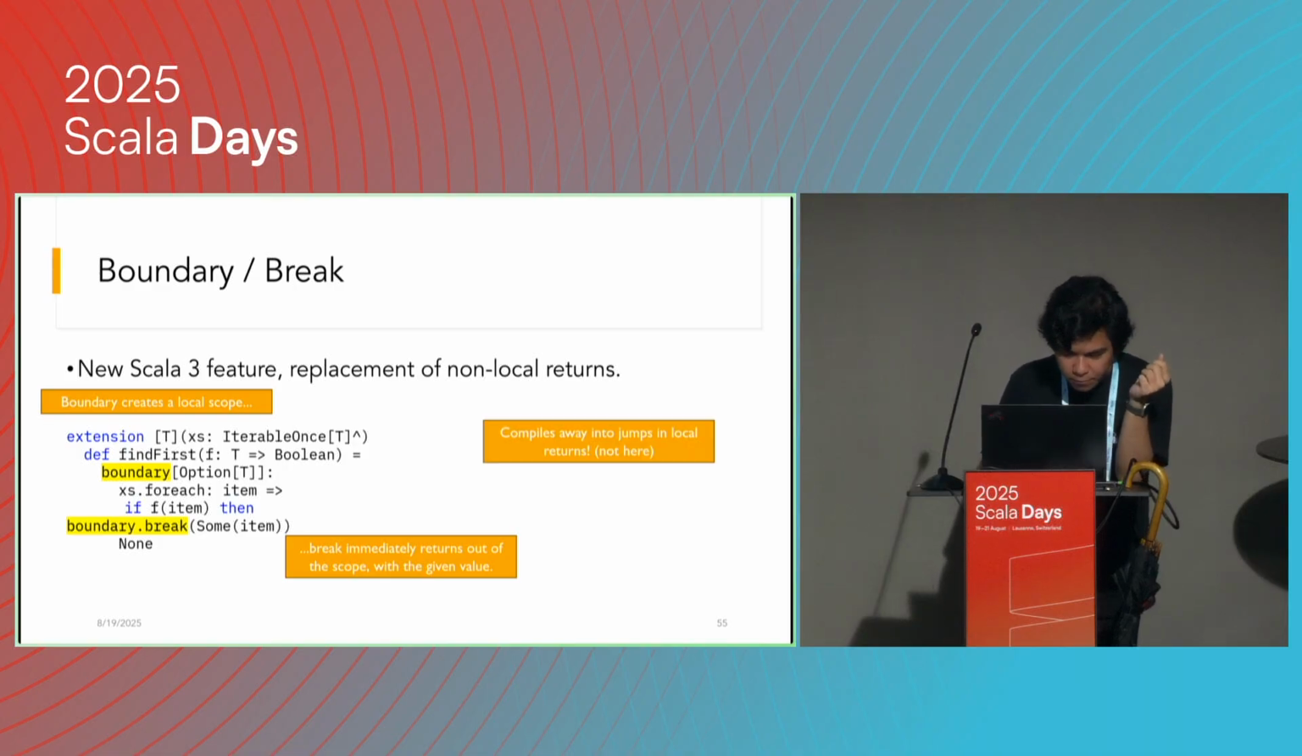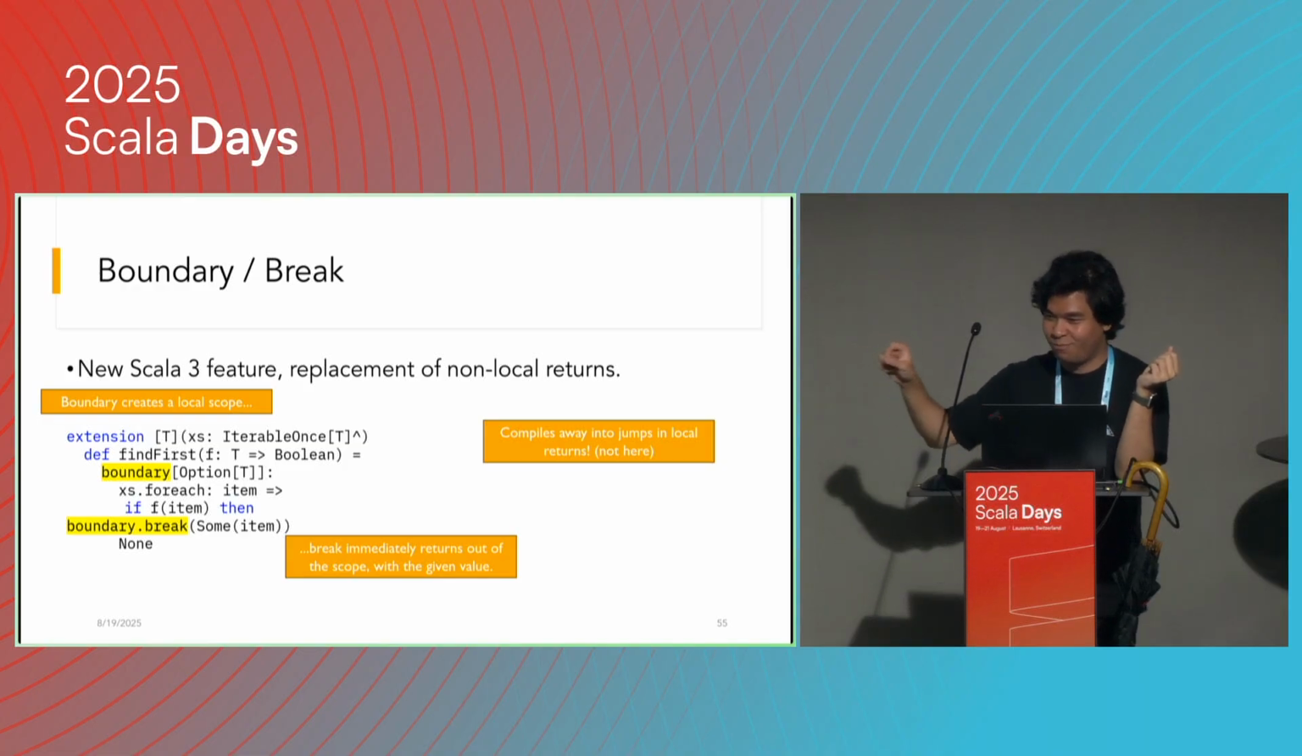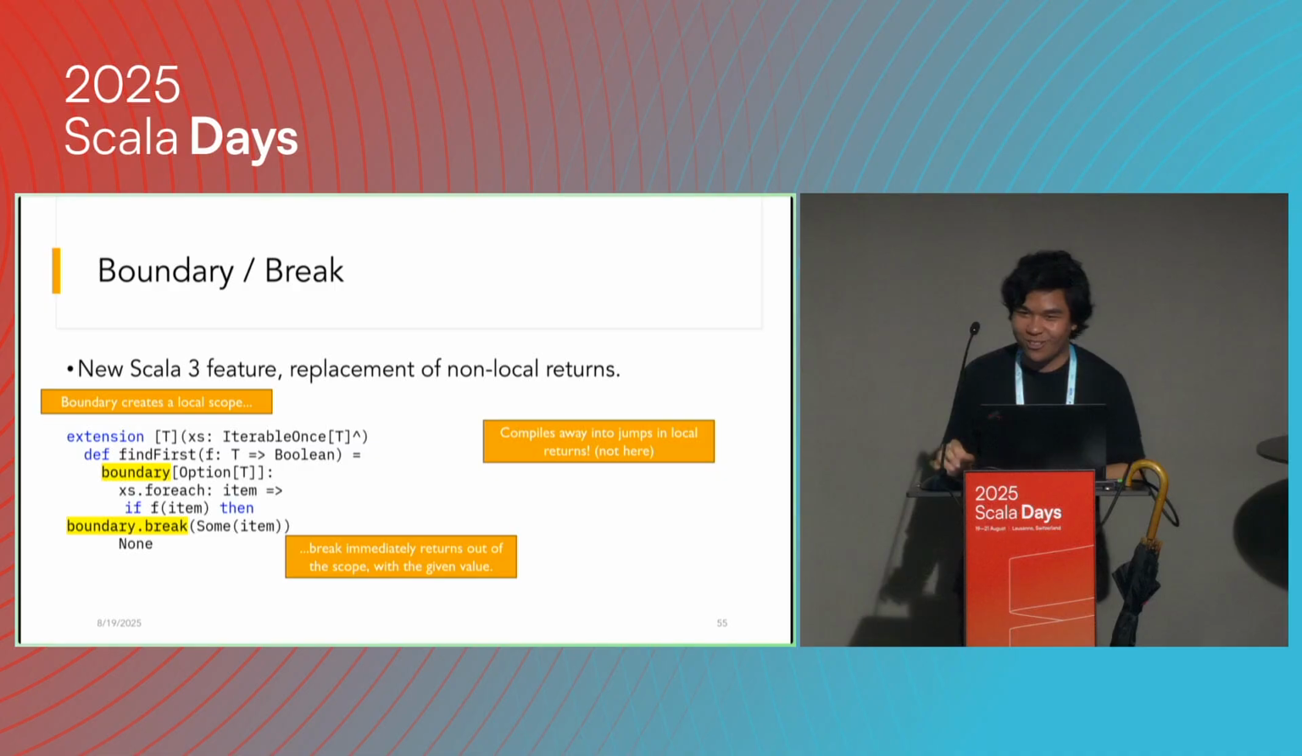And of course, if we did the for each successfully without breaking, then we just return none at the end. And also something to advertise, this boundary break actually compiles away into low-level bytecode jumps if you don't have non-local returns. So you can use them as a normal break in other programming languages, but you can set your boundary anywhere inside the function. But this one is not local.